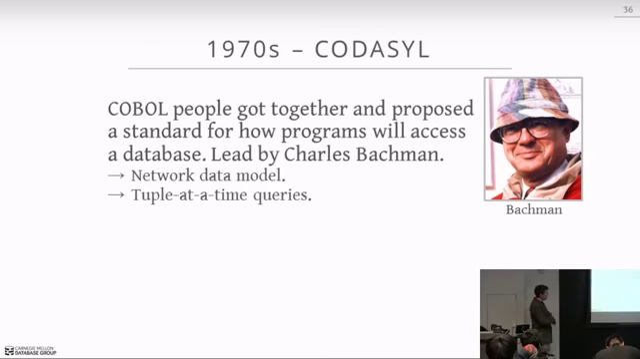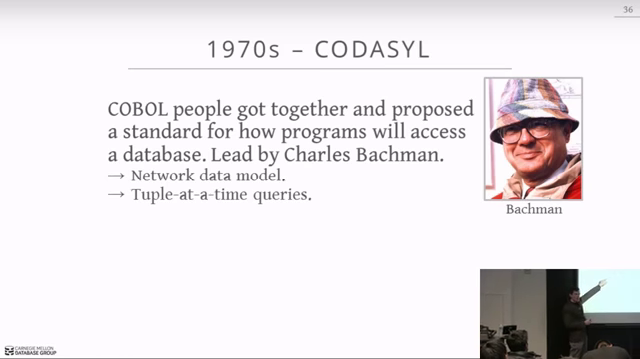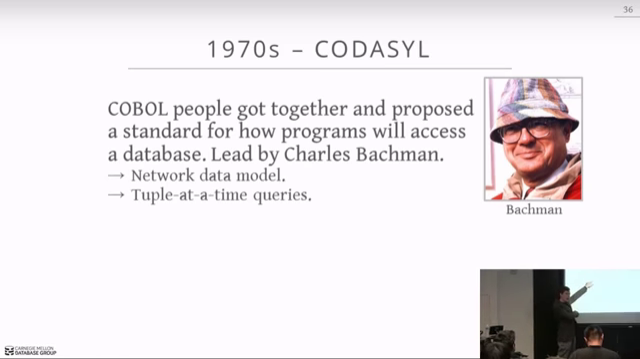Around the same time after IMS, there was a movement called CODASYL, where a consortium of people that were working on COBOL programs got together and came up with a standard API, a standard interface, for how COBOL programs would access a shared database. The basic idea of how CODASYL works is that it has the same tuple-at-a-time query interface that the hierarchical model had in IMS, but it uses what's called a network data model.